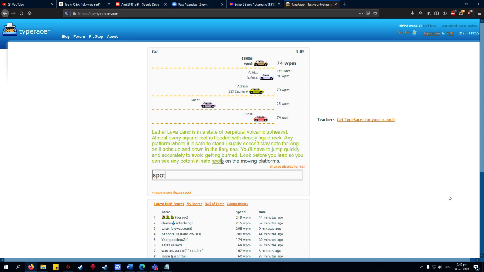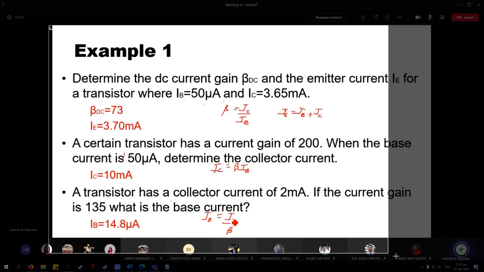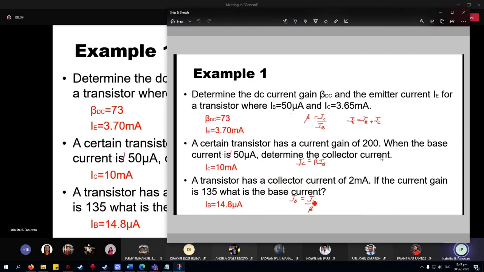And then the last one: a transistor has a collector current of 2 milliamperes. If the current gain is 125, what is the base current? That is simply algebraic manipulation. IB is equal to IC all over beta. Okay? So the answer is 14.8 microamperes. True enough, because IC is only a milliampere and beta is in the hundreds, so your IB is very, very small.